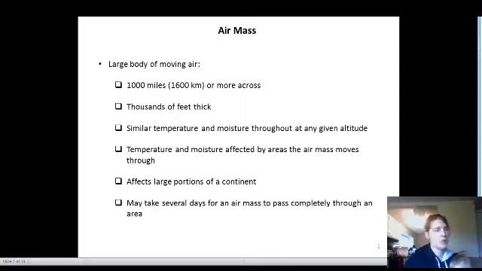This temperature and moisture content in it is affected by the areas that mass moves through. So if an air mass moves through a very dry region, it's going to lose some of that moisture. A warm region is going to raise that temperature. And these air masses affect large portions of a continent. So we're not talking about, like, a small thundercloud in an area. We're talking about these very significant in size bodies of air. And it may take several days for an air mass to pass completely through an area.